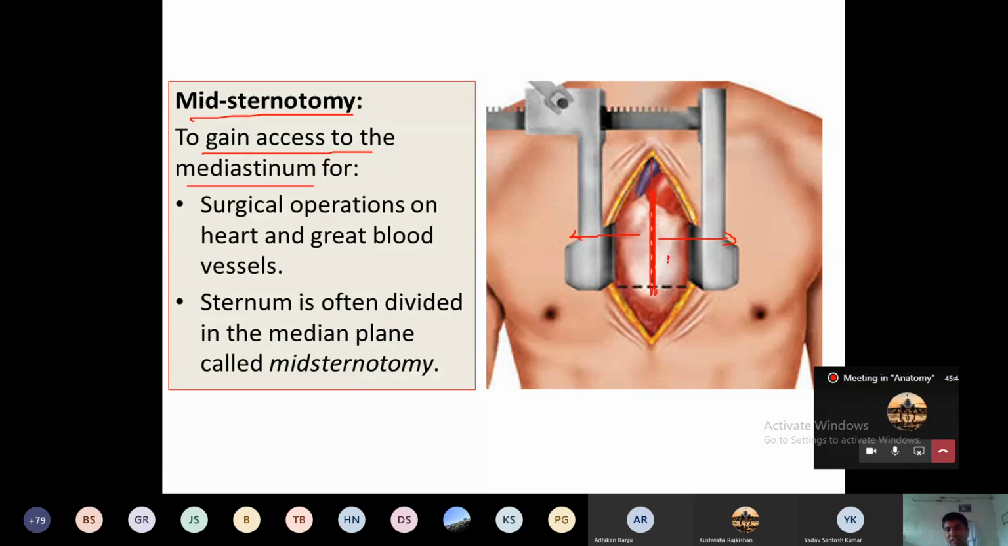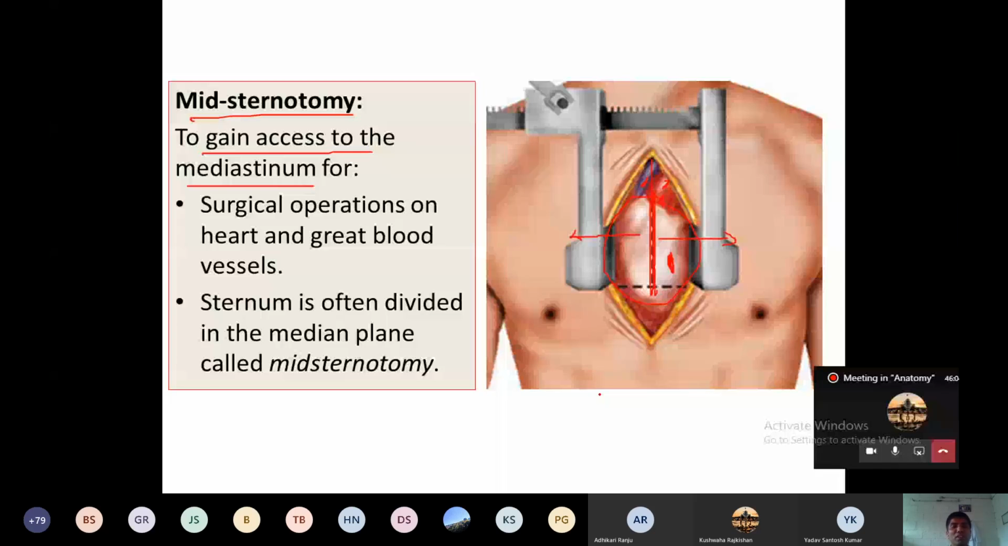See here, this is pericardium. This is the ascending aorta deeper to this, and superior to this there is arch of the aorta. Here you can see some veins. So all these structures can be approached from here. This is known as the mid-sternotomy, opening of the sternum to reach into the mediastinum for the surgical procedure.